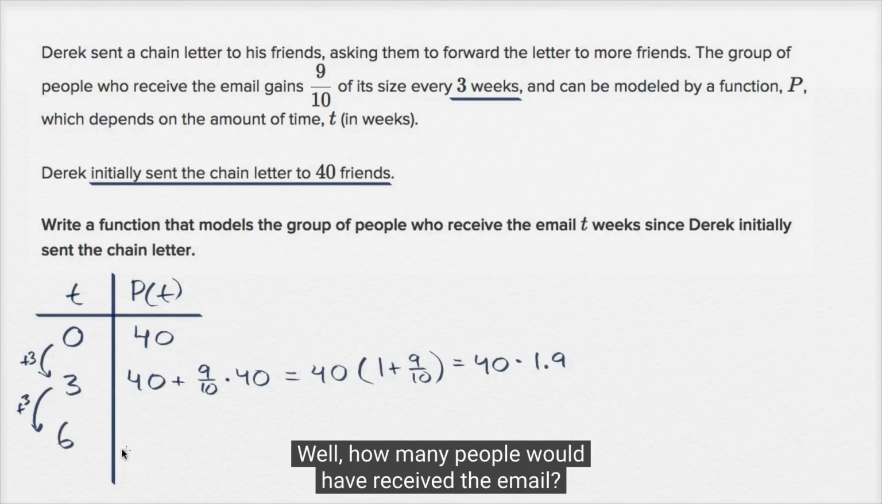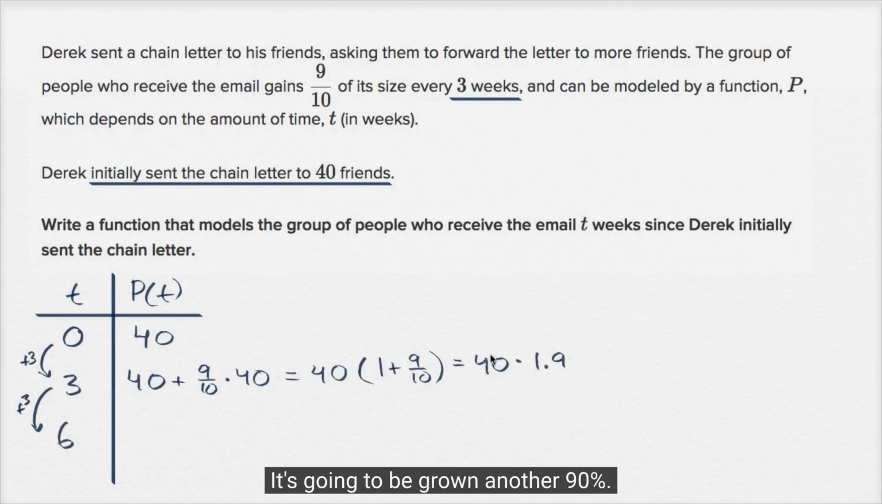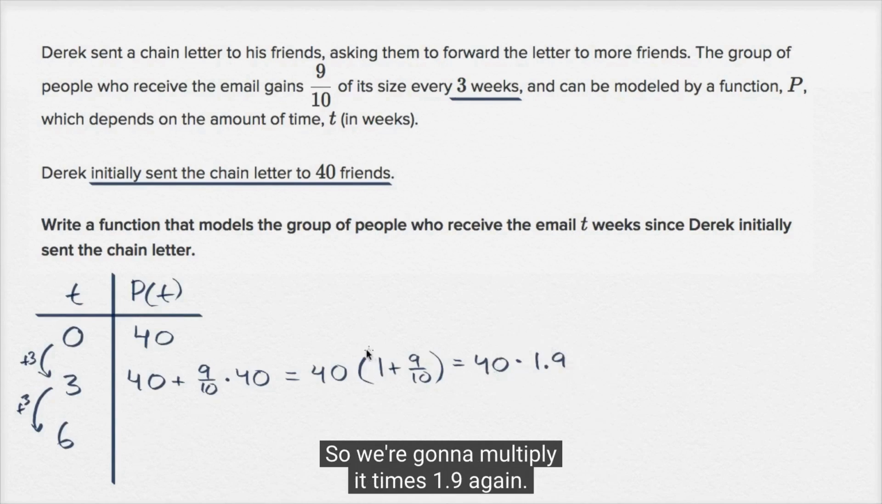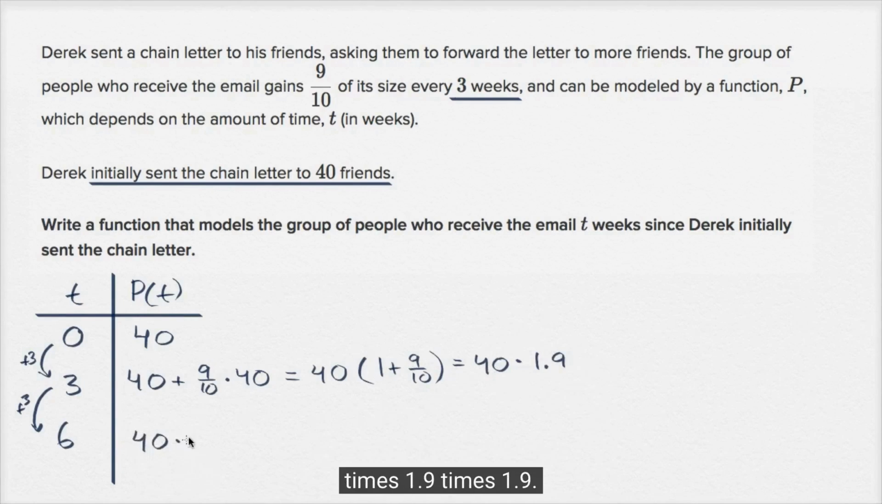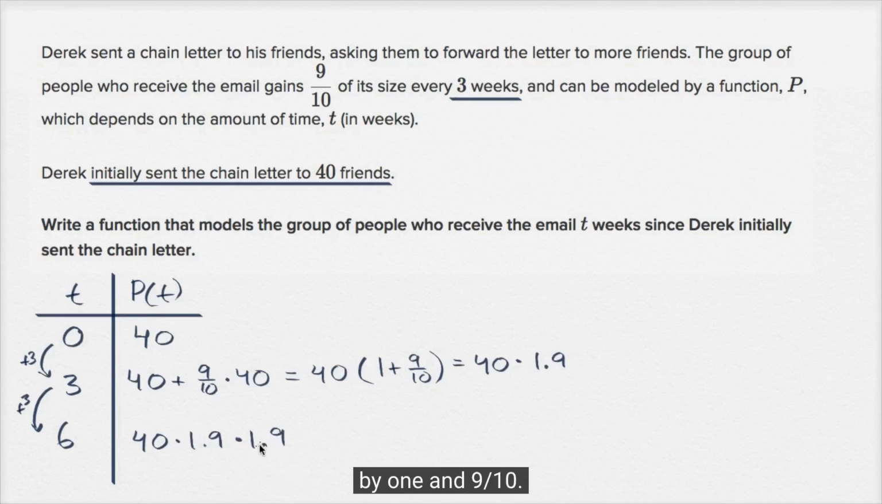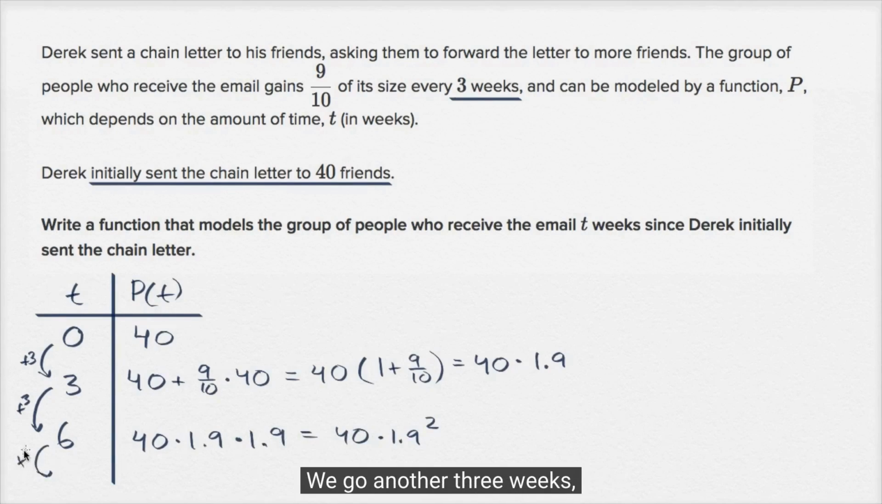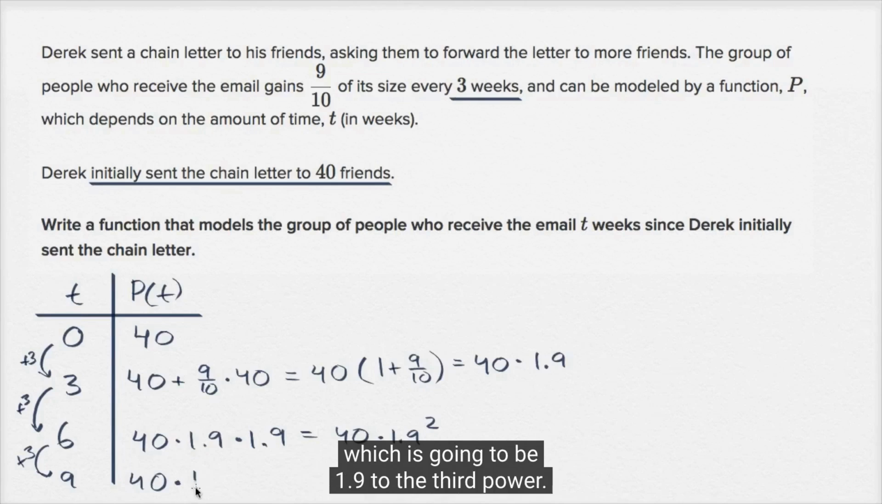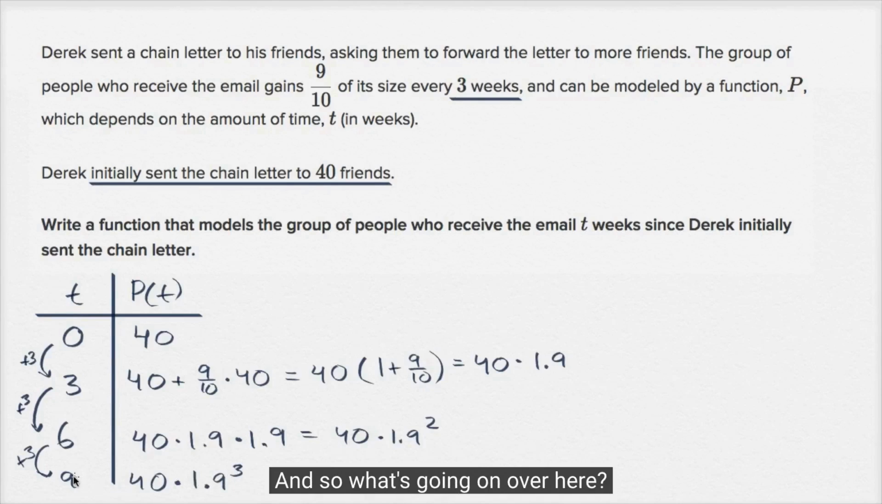Well, how many people will have received the email? It's going to be this number, grown another 90%. So we're going to multiply it times 1.9 again. So it's going to be 40 times 1.9 times 1.9. We're going to grow by another 9/10. Growing by 9/10 is the same thing as multiplying by 1 and 9/10. The 1 is what you already are, and then you're growing by another 9/10. So this is the same thing as 40 times 1.9 squared. You go another 3 weeks, 9 weeks, we're going to grow another 90%. So you're going to take this number and multiply by 1.9 again, which is going to be 1.9 to the third power. And so what's going on over here?